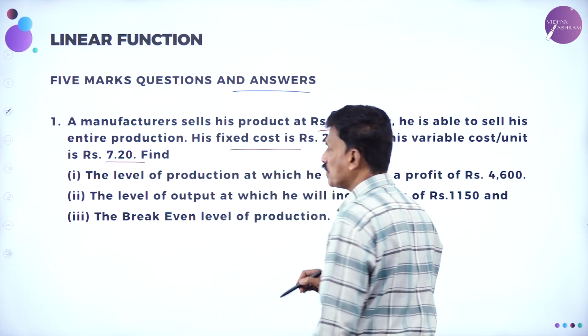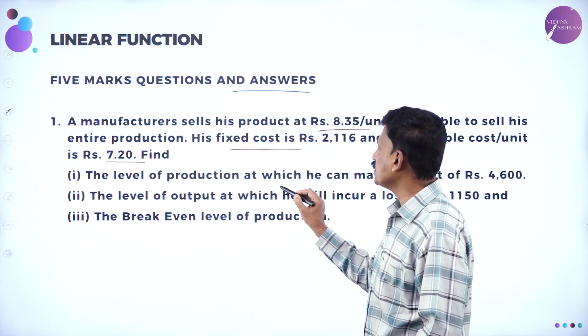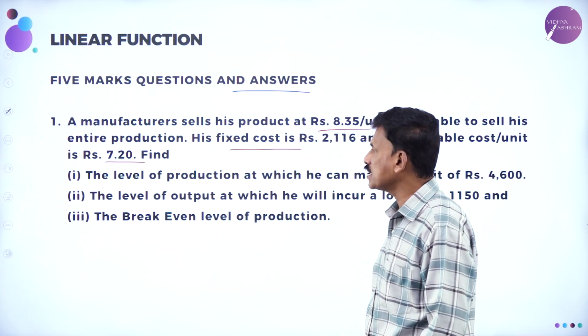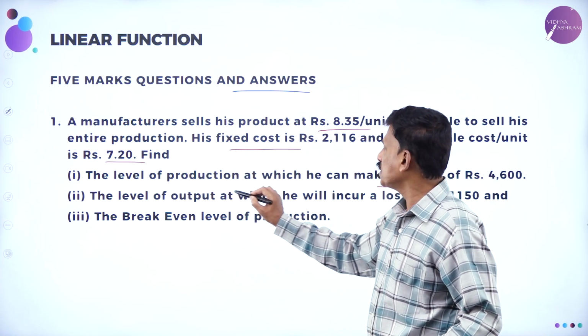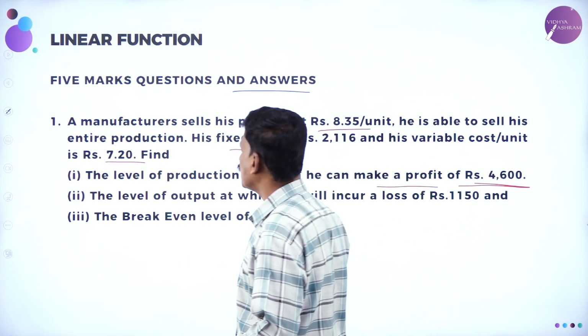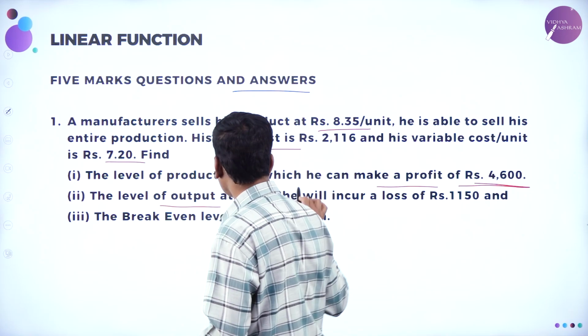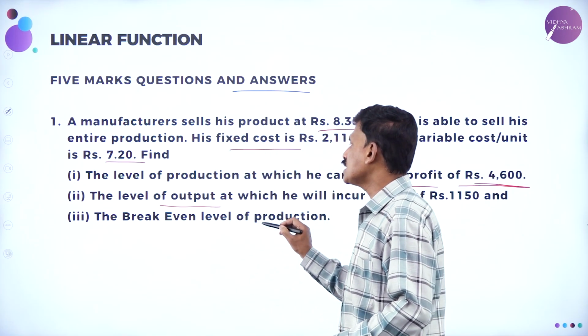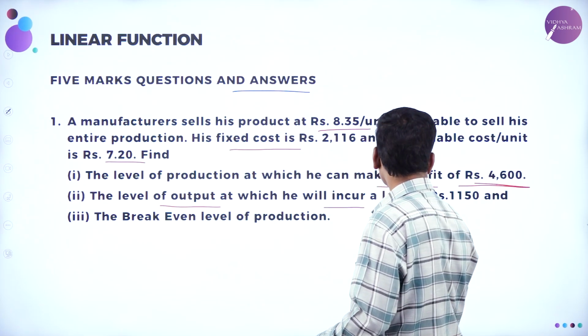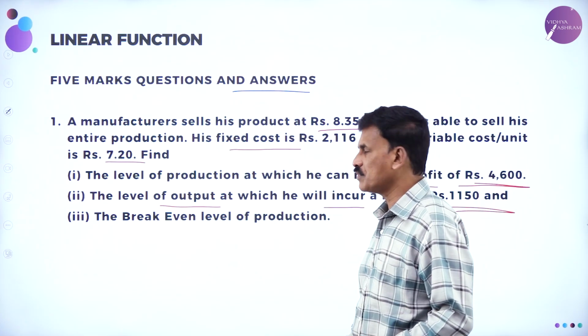Then find, what is required to find is the level of production at which he can make a profit of rupees 4,600. So, the level of production at which he can make a profit of rupees 4,600. The second one is the level of output. First one is the production. Second one is the level of output at which you will incur a loss of rupees 1150.